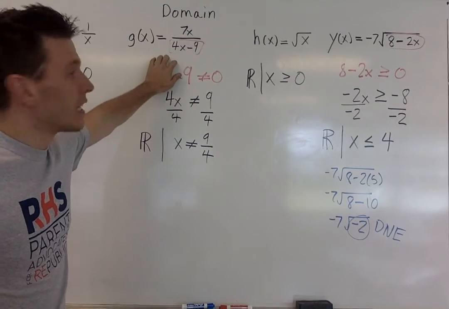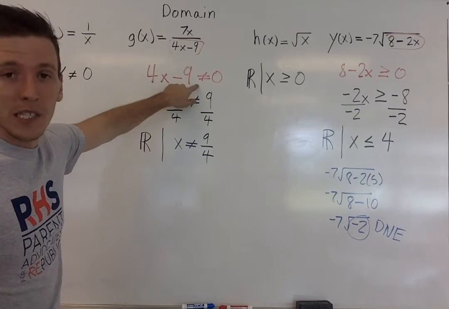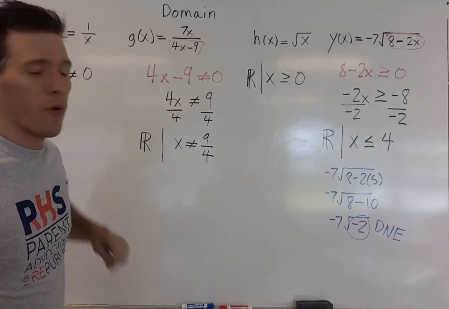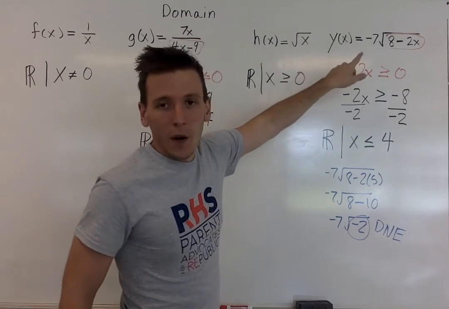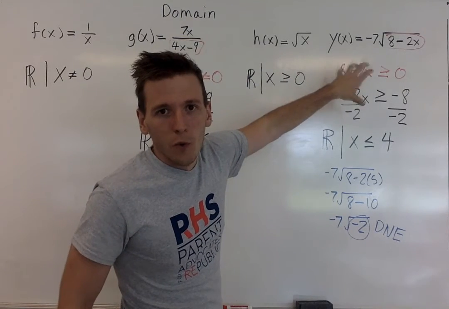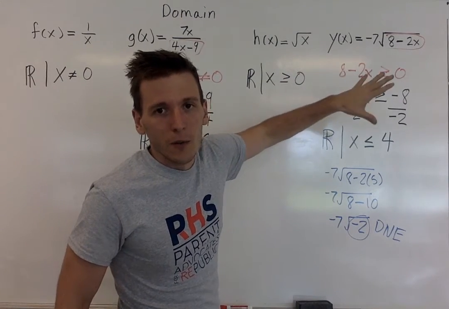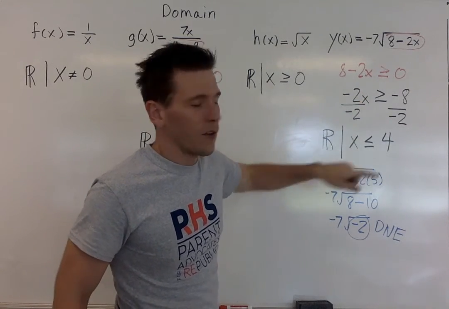So the process is really simple. For a fraction like this, find where the denominator is equal to 0 and exclude that point from the domain. For a radical, find where the inside of the radical would be greater than or equal to 0. Solve for that and you'll have the domain.